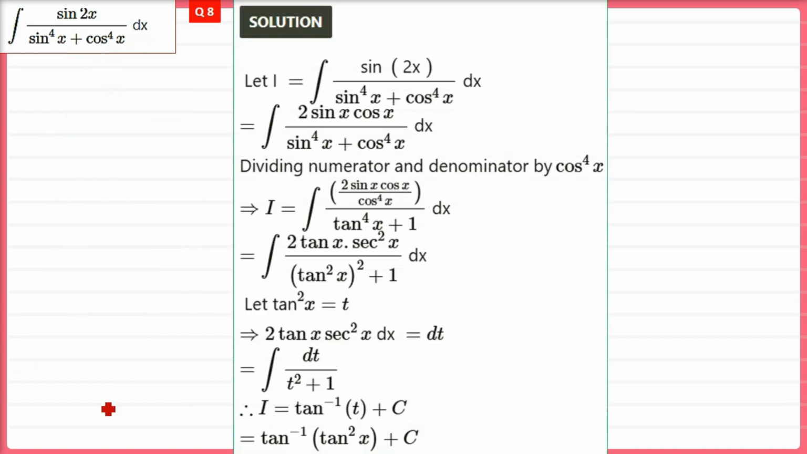Now you see here, there are many things which I showed you, but these steps have to be very clean so that the examiner understands what you have done. So you just use this, dividing numerator and denominator, let tan square x, all this English, all the symbols have to be done. Please remember, cos square x always will not work, but most of the time it is going to work.